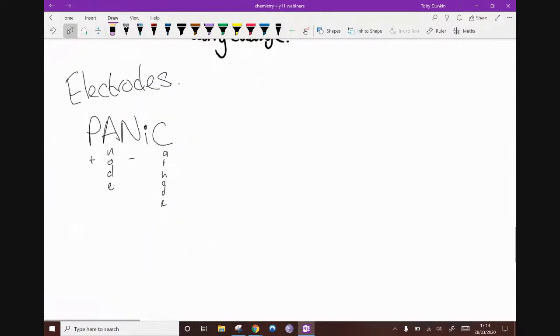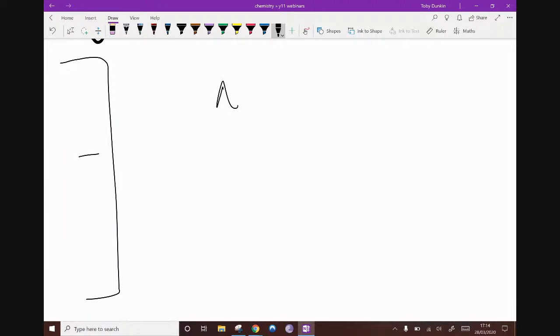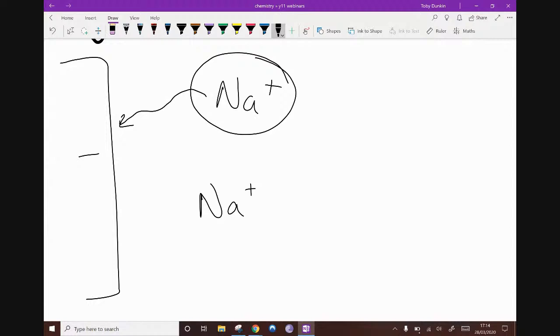So, okay, now what's happening at this point? We now need to look at the half equations. The sodium cation is going to wander over to the negative electrode and it's going to hit it. And what it's going to do is gain an electron. Now you're going to say, how did I know which side the electron went on?